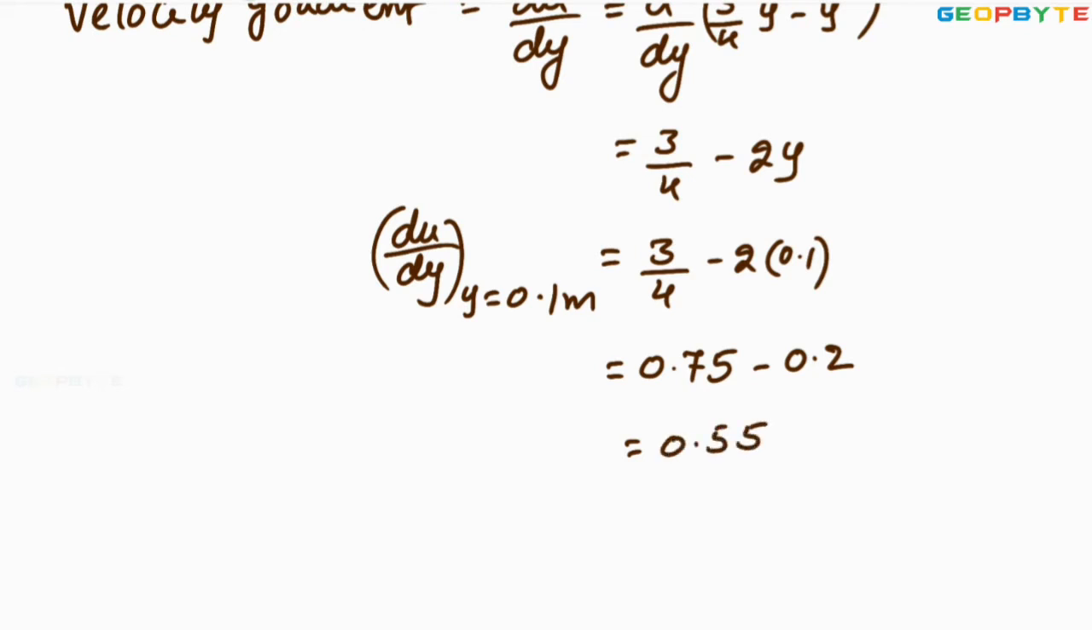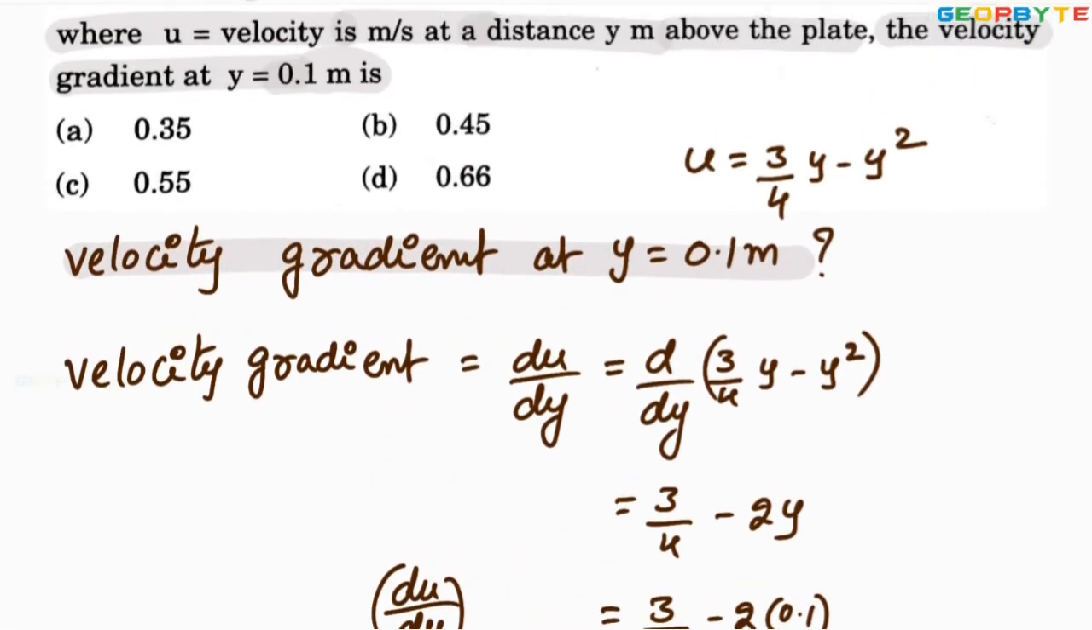So this is the velocity gradient or rate of strain at 0.1 meter. Look at the options. 0.55. Look at the option C. Option C is absolutely correct. I hope you got my point. Let us take one more problem.